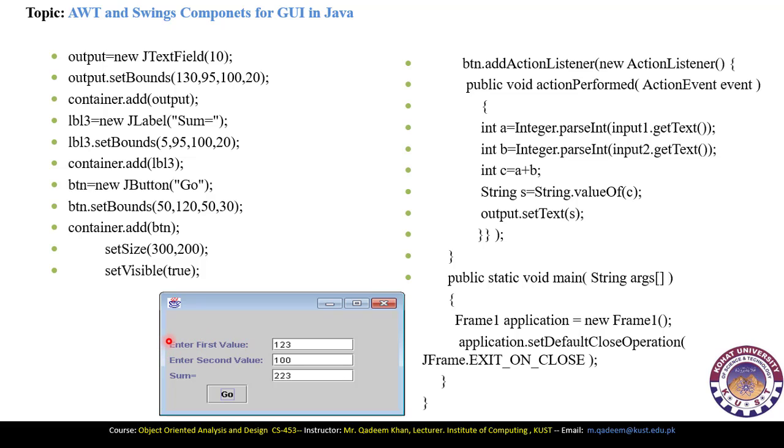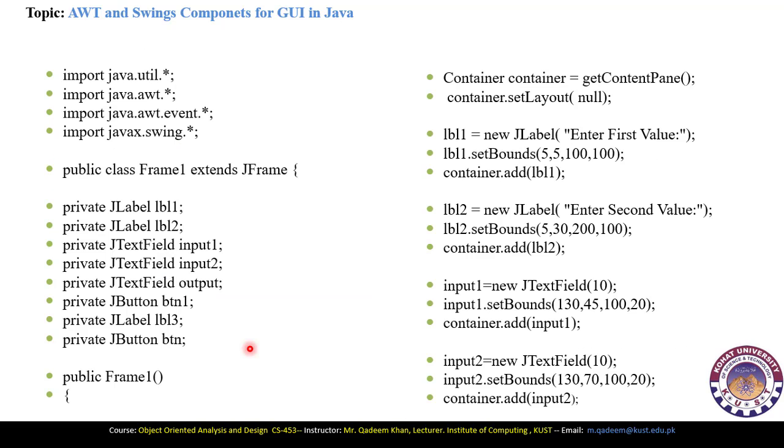So its starting position is 5,5 and ending position here is, for example, 100,100. Now then we have added this label 1 inside of the containers. Again we have declared label 2 and its text is "enter second value" and its position over the window is 5,30 and 200,100. So this is first point and this is second point, and this is also added to the container.